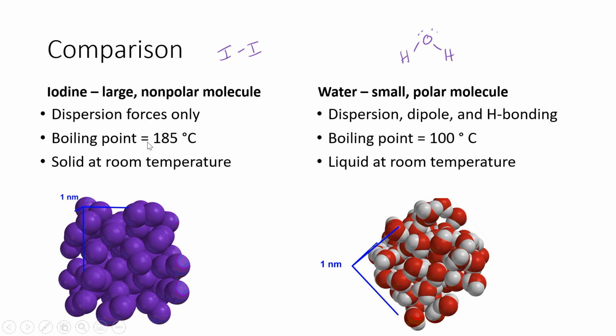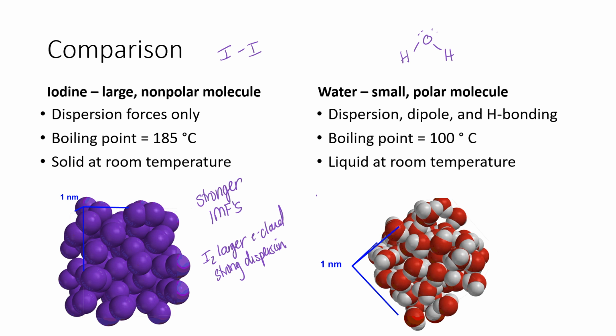But if you look at the data, like the boiling point and the state of matter, iodine's got a higher boiling point than water. And iodine's a solid at room temperature, whereas water is a liquid at room temperature. And this data right here, the boiling point comparison, tells us that iodine has stronger IMFs than water does. And that's because iodine is larger. It's got a larger electron cloud. So it's got a larger electron cloud, so it has very strong dispersion forces.